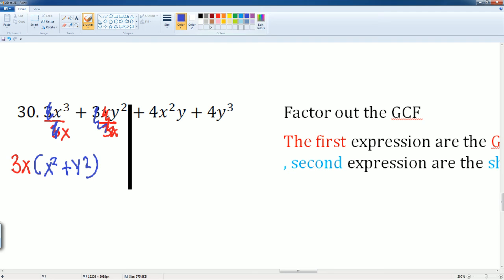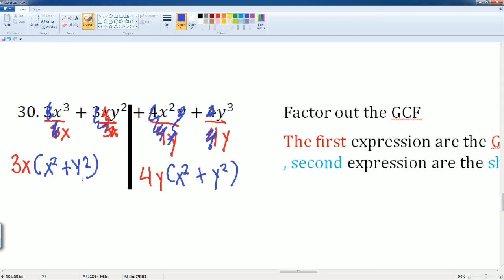Let's do the second binomial. What can we pull out? Well, we could pull out 4. X squared? No. But we could pull out a y. All right? And then we have, what about this? We could also pull out a 4y. Okay, so let's see here. We can write 4y. Let's see what's left over. 4 divided by 4, that works. Y divided by y, leaving you with an x squared. Okay, then here we have 4 divided by 4, y cubed divided by y becomes y squared.